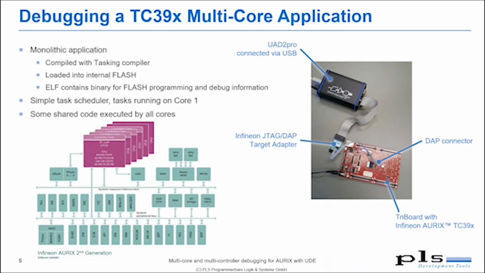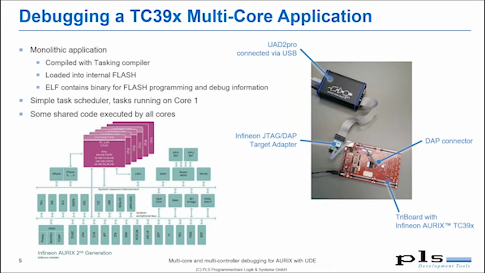All the other cores, namely core 2, 3, 4, and 5, are not doing very much except executing some shared code that I need to show you another feature of our multi-core debug support. Shared code means that we have the same source code, the same binary, but it can be executed by any core of the system.